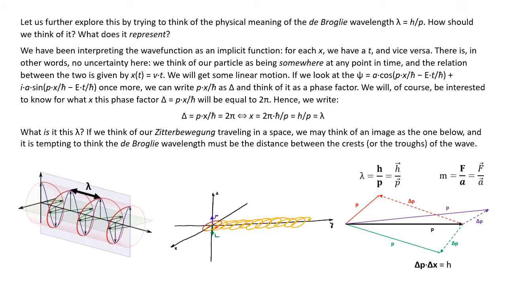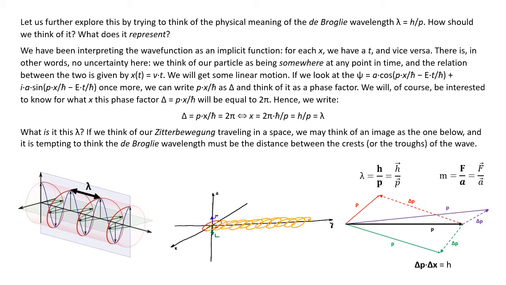Okay, let's further think about now the physical meaning of the de Broglie wavelength. The wave function is a bit of an implicit function, right? For each x, we have a t. When we think about a wave function modeling a particle, we'll say it's at some position x at some point of time t. So it's an implicit function. For each x, we have a t, and at some point of time we think of our particle being somewhere.